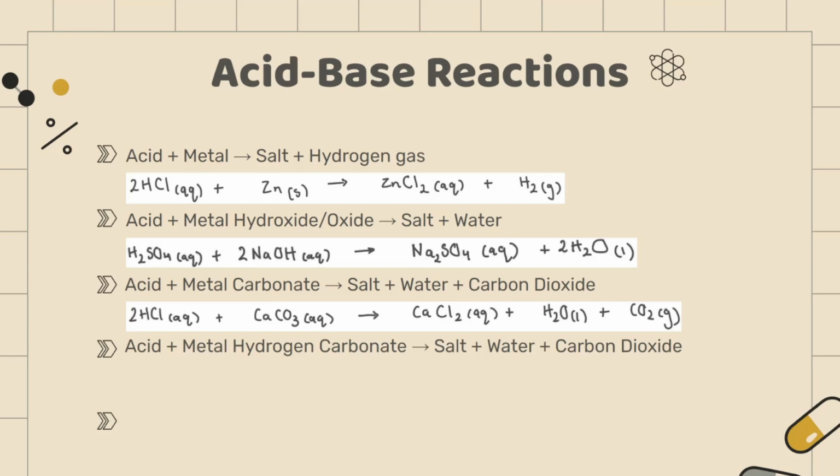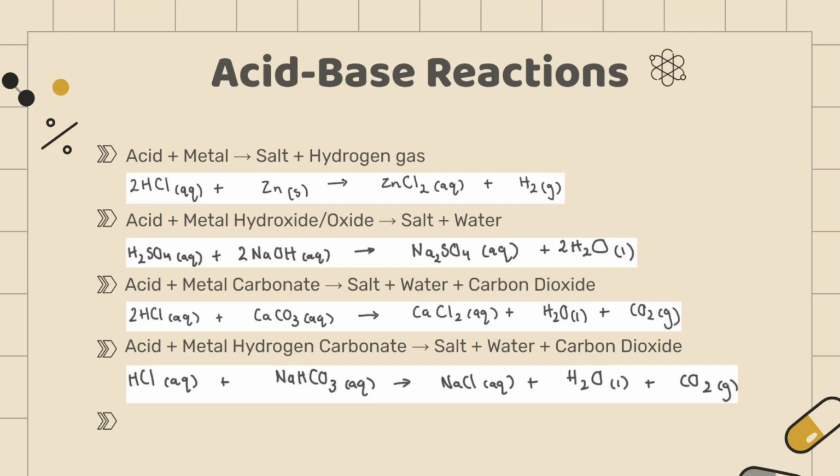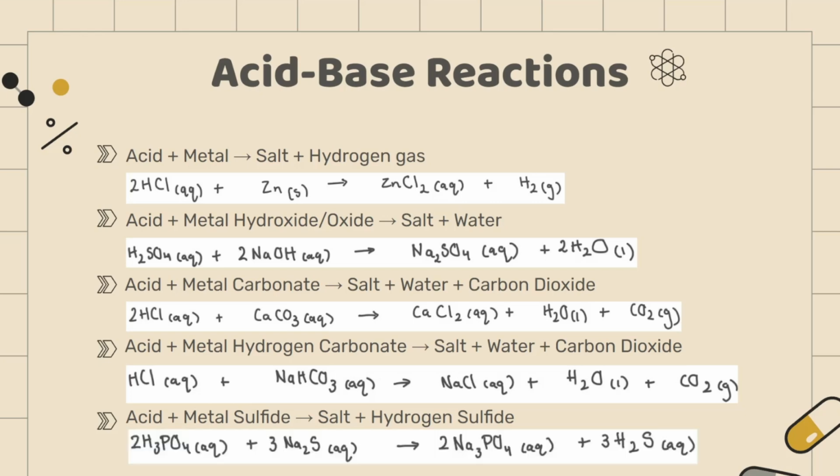Your fourth type of acid-base reaction is acid and metal hydrogen carbonate, which produces salt, water, and carbon dioxide. An example of that might be your hydrochloric acid and sodium hydrogen carbonate, okay? And finally, you have your acid and your metal sulfide, okay? An example of that might be your phosphoric acid reacting with sodium sulfide, and these produce a salt and hydrogen sulfide, which is H2S.